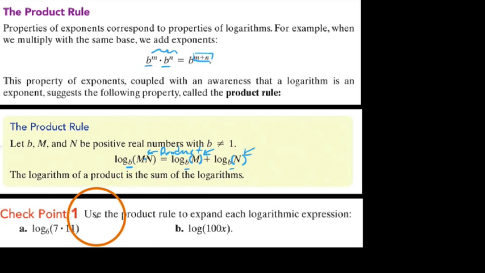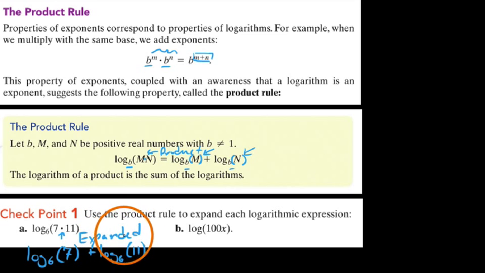So when we use the product rule, let's take a look at this here. It says use the product rule to expand each logarithmic expression. So we have log base 6 of 7 times 11. We immediately spot a product right here. We could rewrite this as log base 6 of the first factor in the product, 7, plus the log base 6 of the second factor in the product, 11. And I don't want to do anything else with this. This is the expanded form. Essentially, they both have a base of 6, so it's important that they keep the same base when you rewrite this in expanded form.